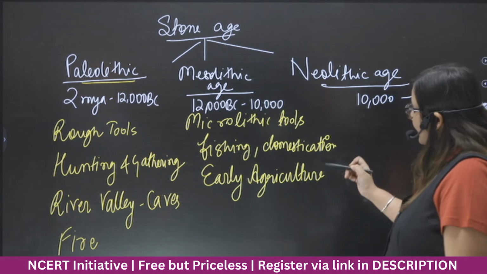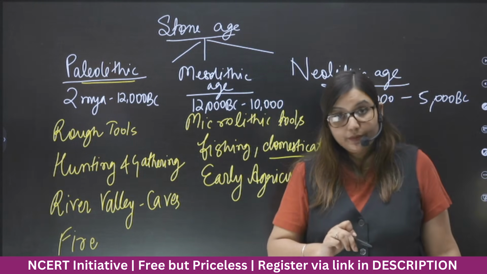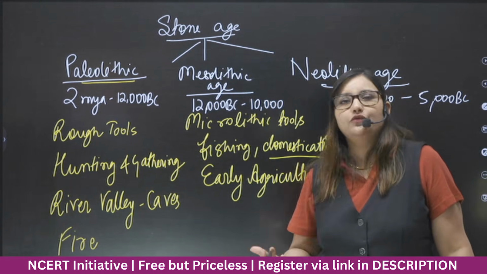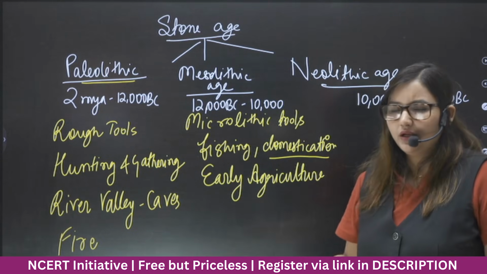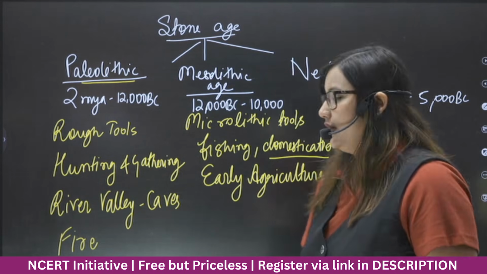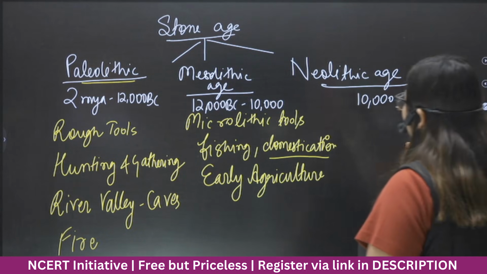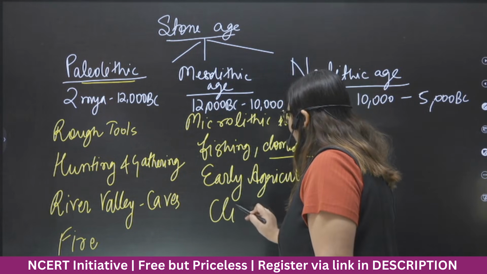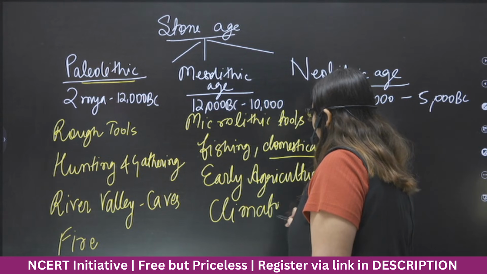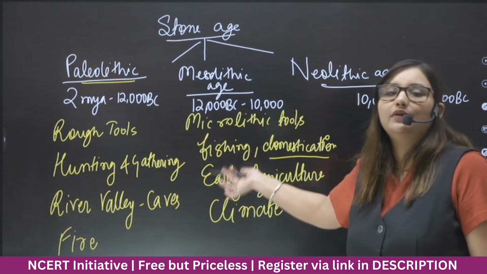Now animals became a ready source of meat also. So it was stored food for them. Also for milk and other things they used to keep animals. Now the most important development is that climate became warmer, and due to climate only these new developments happened.